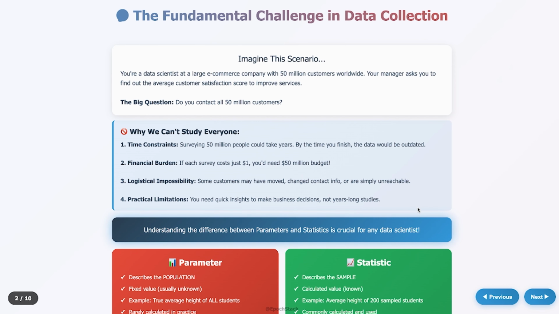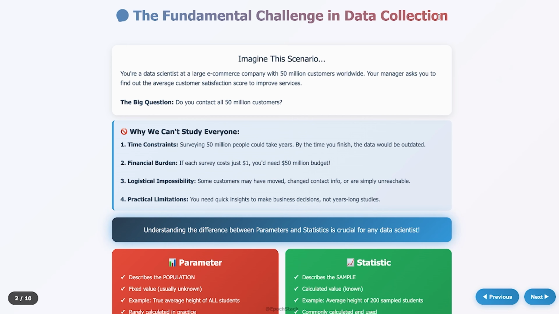Now we are going to study the fundamental challenge in data collection. We will study it with the help of one example. Suppose you are a data scientist in a large e-commerce company which has 50 million customers worldwide, and your manager asks you to find out the average customer satisfaction score to improve the services. So the big question is, would you be able to contact 50 million customers and gather the customer satisfaction score? The answer is no. That is impossible and impractical.